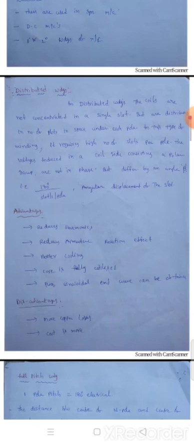Next, distributed winding. In distributed windings, the coils are not concentrated in a single slot, but are distributed in a number of slots in space under each pole. This type of winding requires a high number of slots per pole. The voltages induced in the coil sides of a polar group are not in phase but differ by an angle beta, equal to 180 degrees divided by slots per pole, the angular displacement of the slot. Advantages are reduced harmonics, reduced armature reaction effect, better cooling, the core is fully utilized, and a pure sinusoidal EMF wave can be obtained. Disadvantages are more copper losses and more cost.